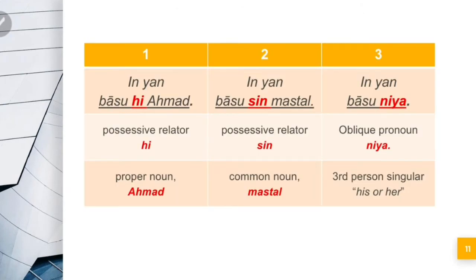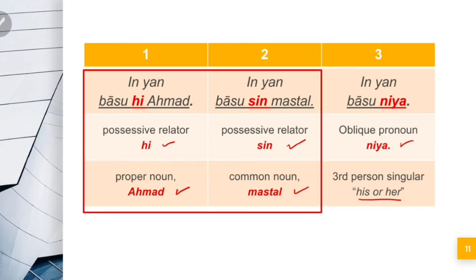Okay, so just like our examples in the previous lesson, you can see here the difference in these answers. First, inyan basuhi Ahmad, we used the possessive relator he followed by a proper name or proper noun, which is Ahmad. Then here, inyan basu sin mastal, we used a possessive relator sin and a common noun mastal. And lastly, we used an oblique pronoun niya, inyan basu niya, which is again a third person singular, which means his or her.